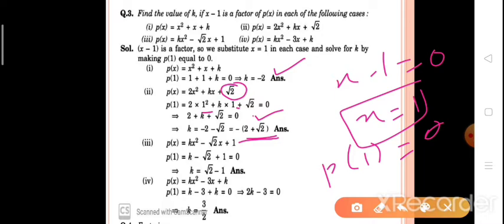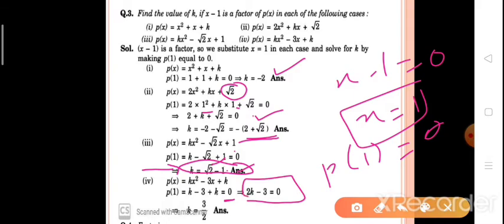Now again in the third part, we have to put the value of x as 1 here. So k into 1 square will be k, minus root 2 into 1 will be minus root 2, plus 1 is equal to 0. So we have to keep k only on the LHS and the rest of the numbers on the RHS. So minus root 2 will be root 2 and plus 1 will be minus 1. So root 2 minus 1 will be your answer. Let us move to part number 4. k x square minus 3x plus k is equal to 0. Again we have to put p of 1, that is, in place of x I am going to put 1 here. So k into 1 square will be k, minus 3 into 1 will be 3, plus k is equal to 0.